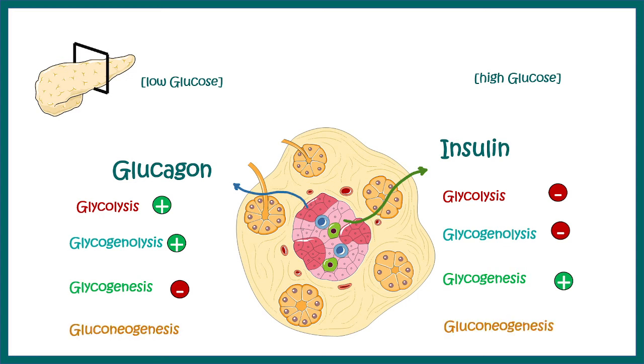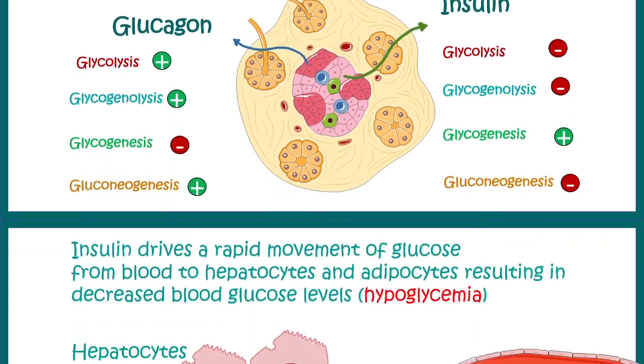If we think about neoglucogenesis or gluconeogenesis, glucagon promotes gluconeogenesis, whereas insulin prevents gluconeogenesis. So overall, insulin negatively regulates glucose metabolism, like it decreases blood glucose level, and glucagon kind of positively regulates glucose metabolism, and it increases blood glucose level. And this is a super important concept.